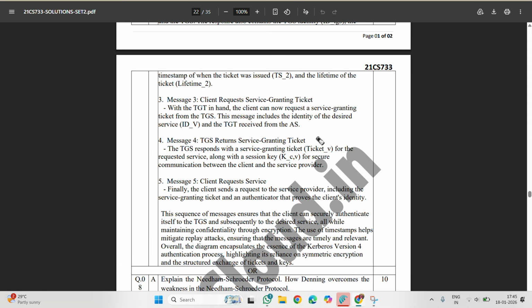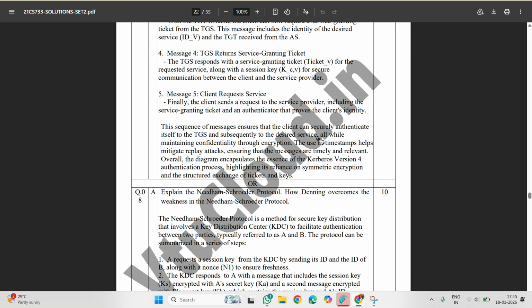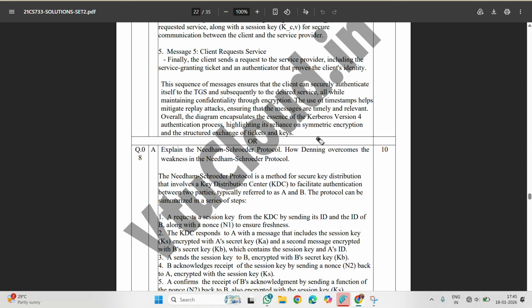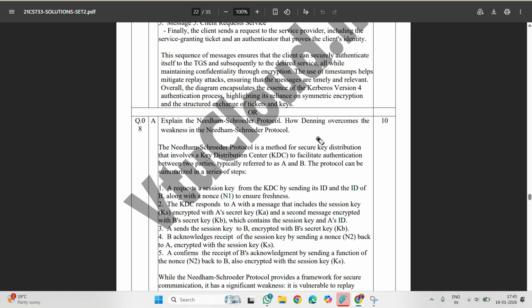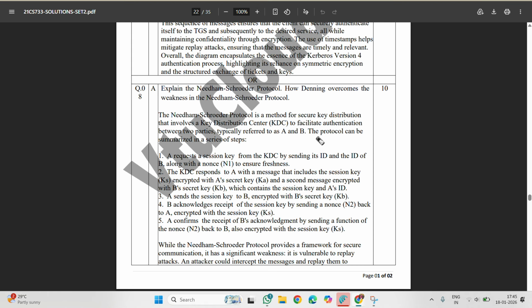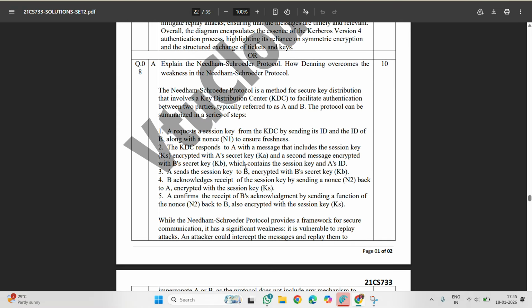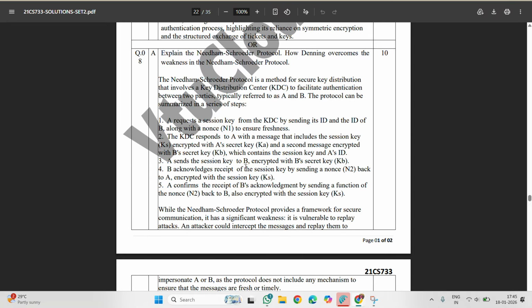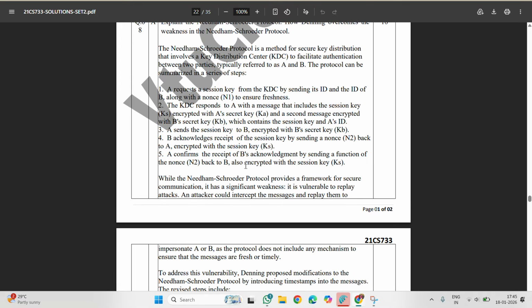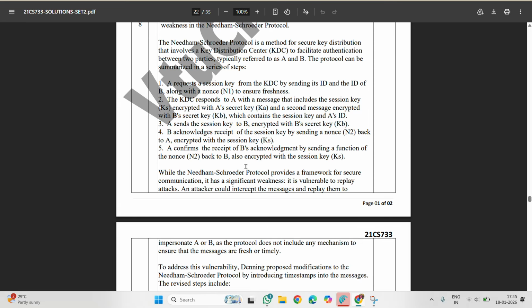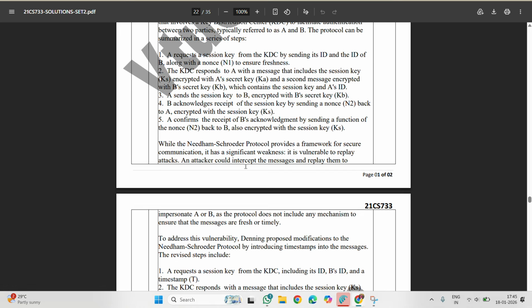in the diagram. Coming to the question number 8, explain the Needham-Schroeder protocol, how Denning overcomes the weakness in the Needham-Schroeder protocol. Firstly, explain the definition of the Needham-Schroeder protocol and explain how to overcome the weakness in the Needham-Schroeder protocol. How to overcome from Denning. This is the procedure to overcome from the Denning.